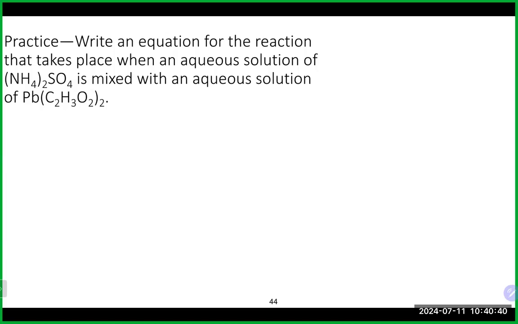Okay, so let's take a look here. Once again, we're giving our starting guys, NH4 SO4, so a little ammonium sulfate with some lead 2 acetate. And again, the recognition that it's an ionic compound, positive, negative, positive, negative, should tell you it's a double displacement reaction. We're going to switch partners.